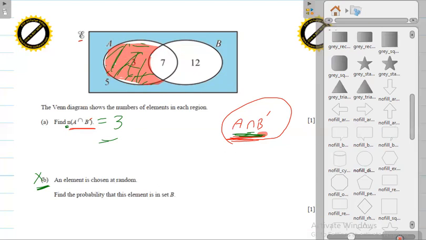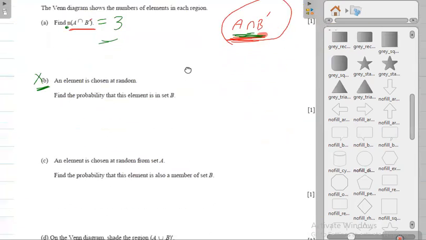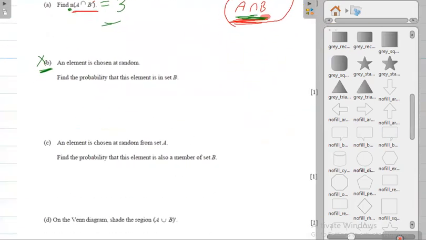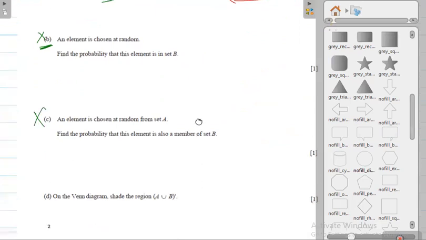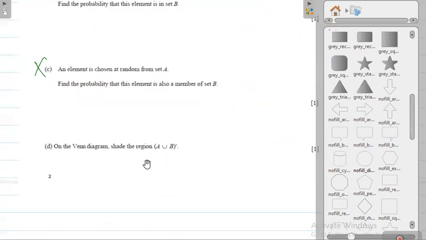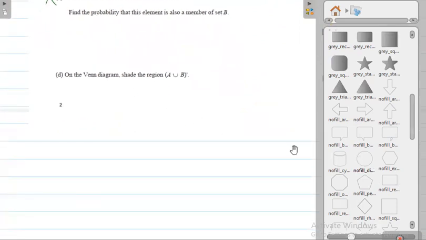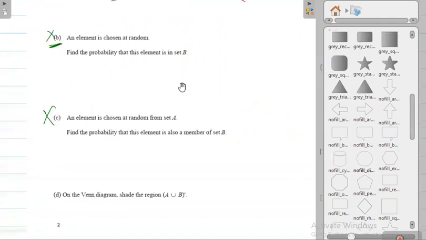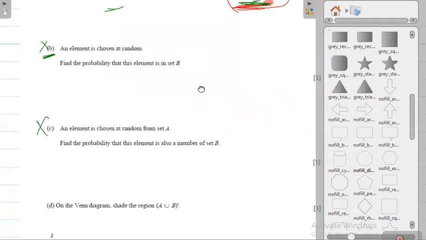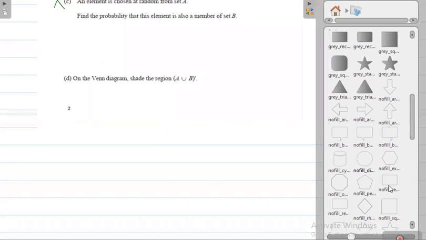Okay, if this is clear, let me move now to the next one. Again, this is also probability. An element is chosen at random, find the probability. And then to the next one. Yes, this one. On the Venn diagram, shade region A union B whole complement. For shading A union B whole complement, it's better if I draw my new region here. By the way, you have been asked this for this one, but I will make the diagram here and will shade it.